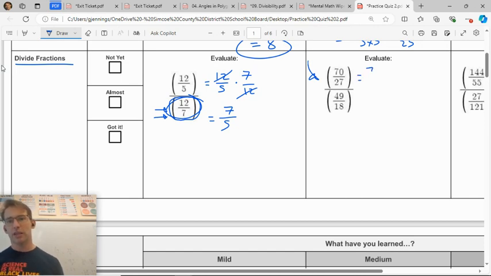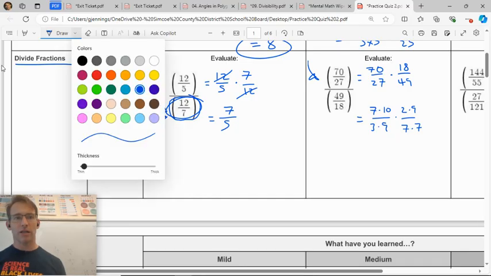So I'm going to rewrite this as multiplication, 70 on 27 multiplied by 18 on 49. Rewriting these as multiplication, 70 could be written as 7 times 10, 27 can be written as 3 times 9, 18 can be written as 2 times 9, and 49 can be written as 7 squared, or 7 times 7.